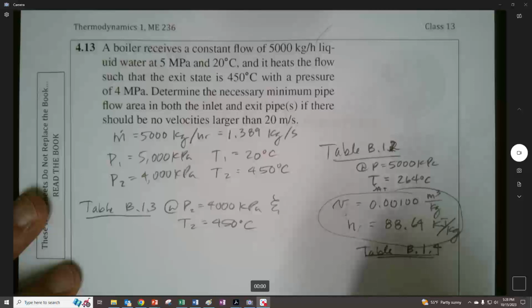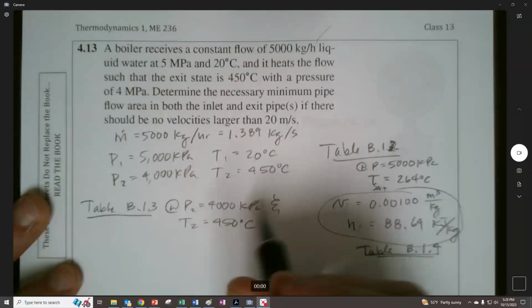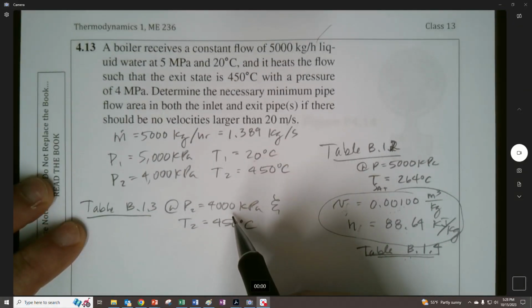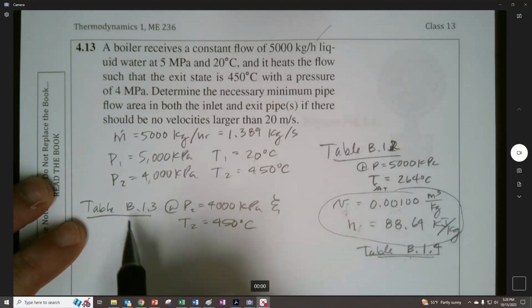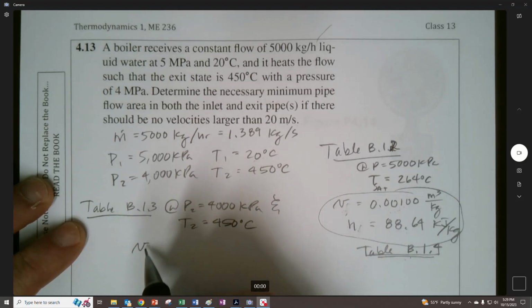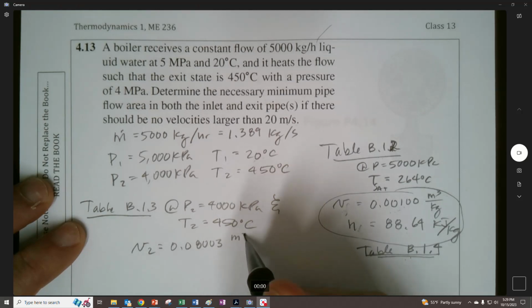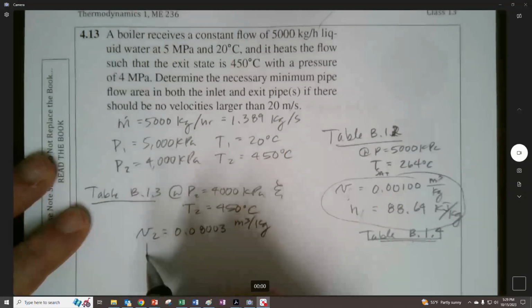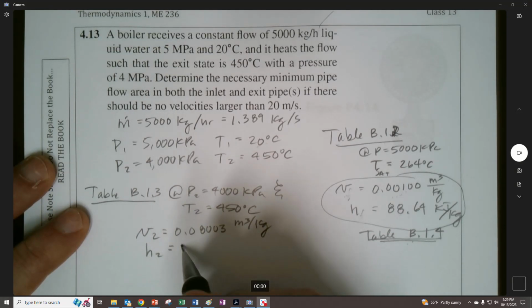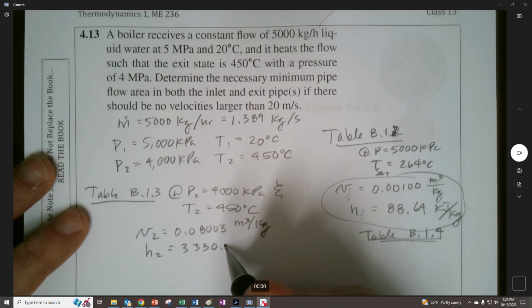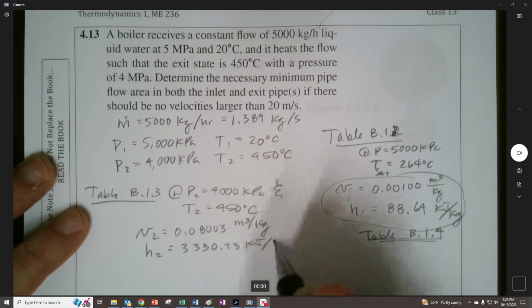All right, so I guess here is table B.1.2. No, okay, I'll just go to this one right here. Yeah, we find out that these values are in this table, so we're able to get that the specific volume afterwards is 0.08003 after it's been heated up by the boiler. And its enthalpy, which we didn't need for this actual problem, is 3,330.23 kilojoules per kilogram.